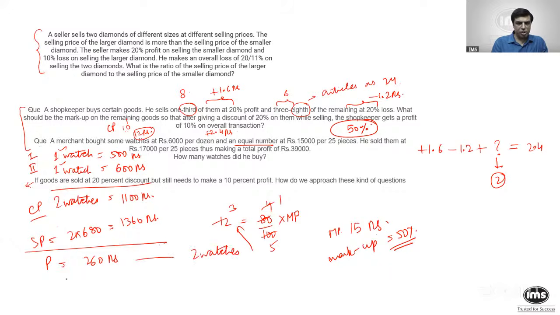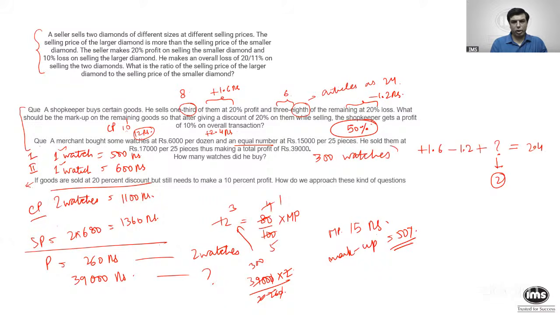If your profit is 39,000 rupees, then how many watches have you purchased? 39,000 into 2 upon 260. So this is nothing but 300. 300 watches is the required answer.